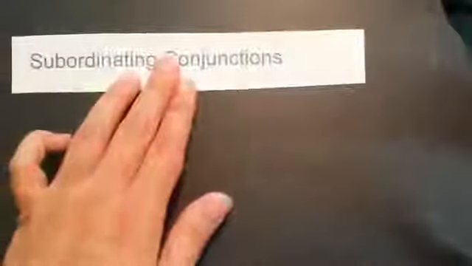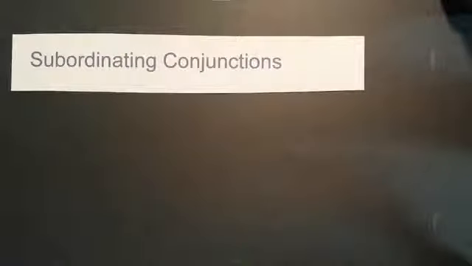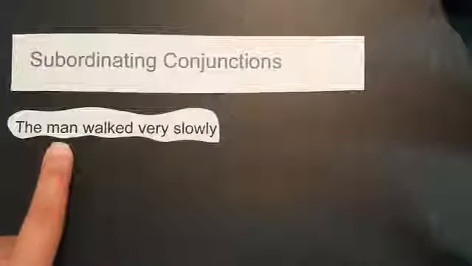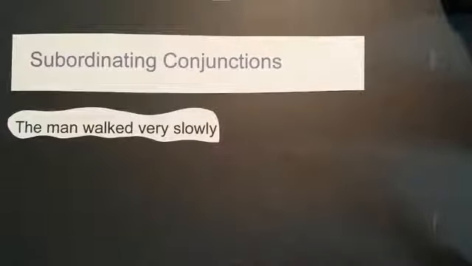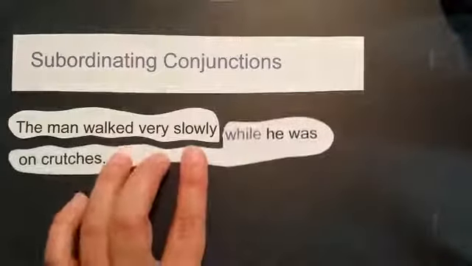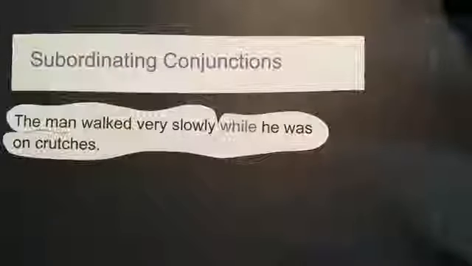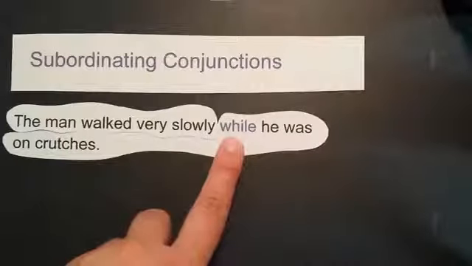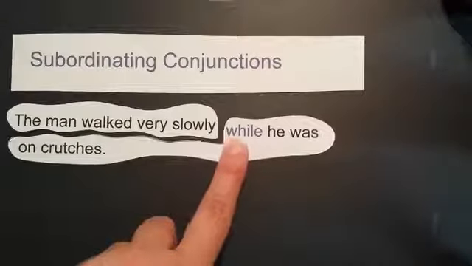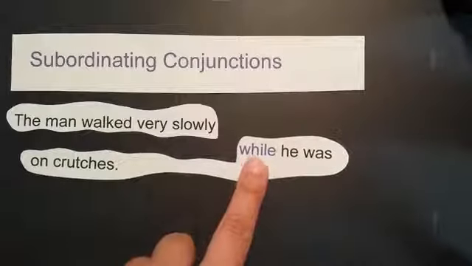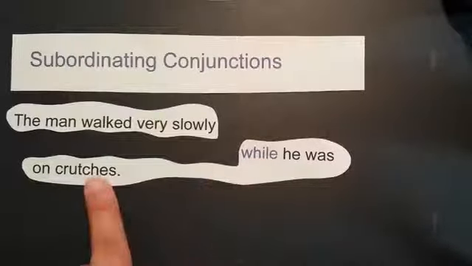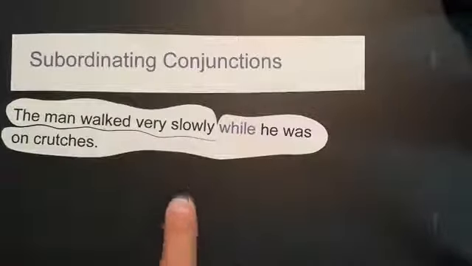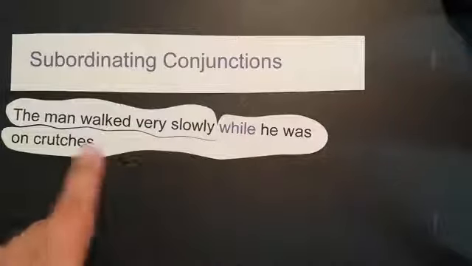Now let's talk about your subordinating conjunctions. Let's take this simple sentence, for example. This is an independent clause. The man walked very slowly. Well, we want to add some information to that to make it more interesting. The man walked very slowly while he was on crutches. So our subordinating conjunction combines this subordinate clause, while he was on crutches, because this cannot stand alone by itself as a sentence. So we combine these two, and we know a little bit more about what's going on, and it's a lot more interesting.